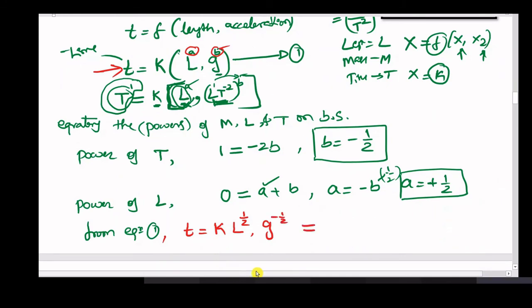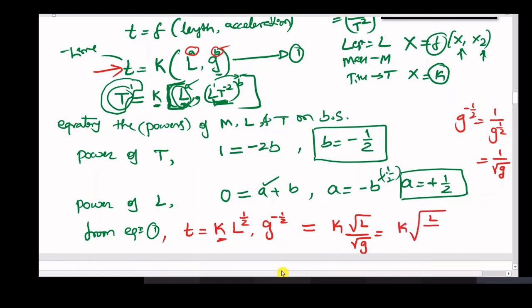This is equal to K as it is, this term. L to the power of 1 by 2, I can write as square root of L. g to the power of minus 1 by 2, I can take as 1 by g to the power of 1 by 2, which I can write as square root of g. So in the denominator, I will write root of g. Two square roots are there, one in the numerator and another in the denominator, so I will make it a single square root, L by g.